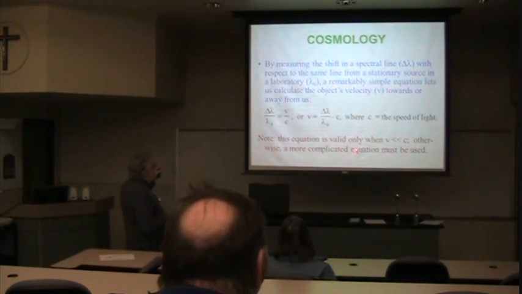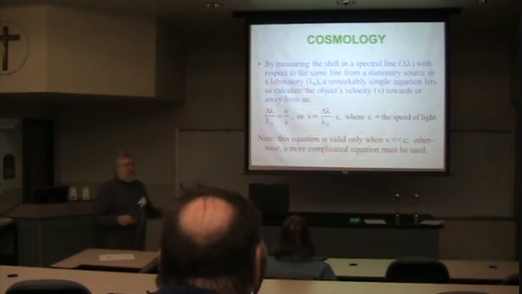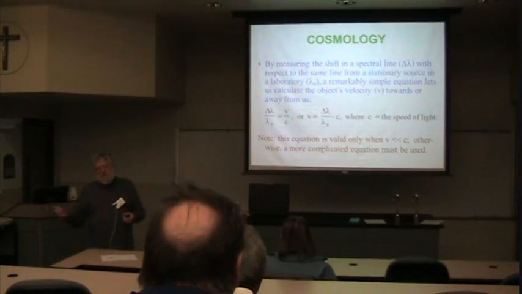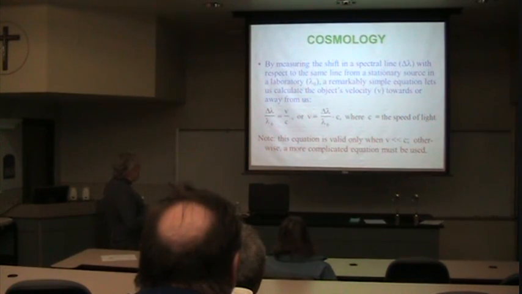Now, this equation only works when we're dealing with speeds well below the speed of light. There's a more complicated version, which we'll see right near the end, when we're out at the fringes of the universe and things are moving at an appreciable fraction of the speed of light. But for most ordinary objects, this equation works just fine.